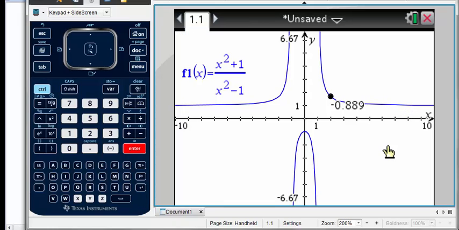And you're saying, wait a minute, it was negative 8/9. What's up with that? Well, that is a decimal approximation to 3 significant digits. 0.8 repeating is 8/9. So graphically, we have verified the solution that we just got algebraically.